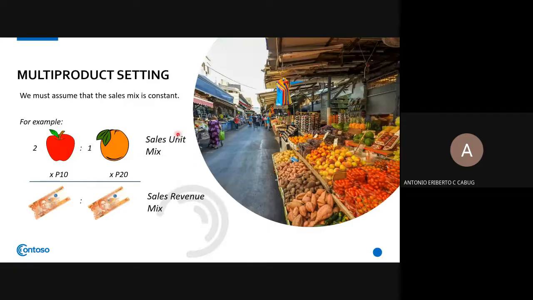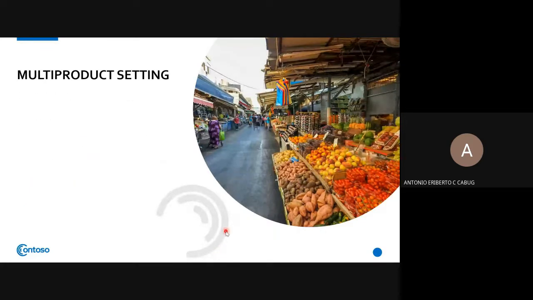But the sales unit mix is not necessarily the same as the sales revenue mix. For example, kung 10 pesos ang isang apple, nakaka-20 ka sa dalawang apple. Isang orange 20, nakaka-20 ka rin. So the sales revenue mix is 1:1. Magkaibang bagay yung unit mix tsaka yung revenue mix. Okay? However, both of them must be constant in our analysis, no? Hindi pa bago-bago every time we make an analysis.